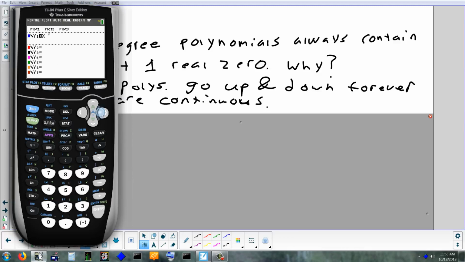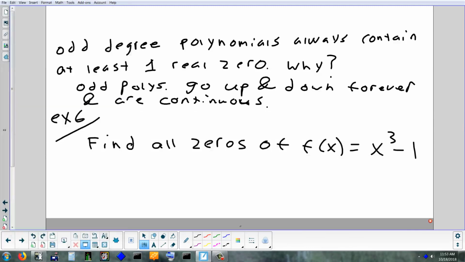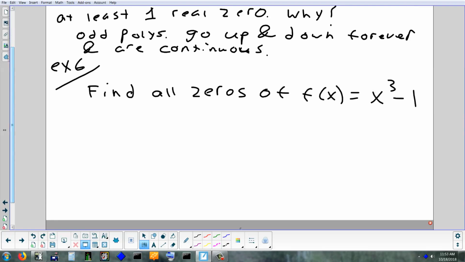Okay. But I could make it so it only crosses once if I did something like that. Should probably do it. Maybe. Yeah. So now it only crosses once. But it has to cross at least once. Okay. So that's almost like the graph I just drew. Not quite. But it says find all the zeros of x cubed minus 1.